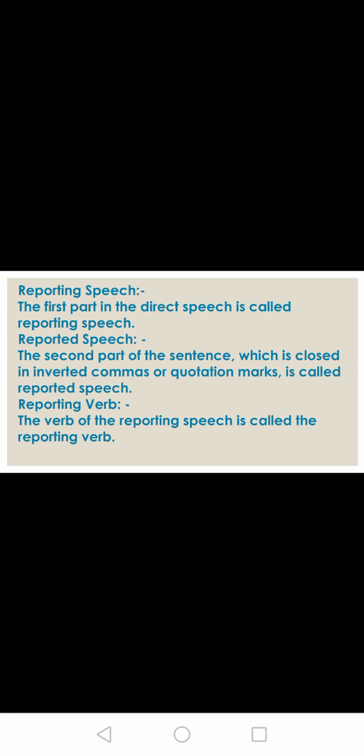Reporting is the first part. Reported is the second part. The verb of this reporting speech is called the reporting verb. Now, indirect speech is also known as reported speech. Its purpose is to report on what someone said in the past. It uses reporting verbs such as say, tell, said, talk, and speak.